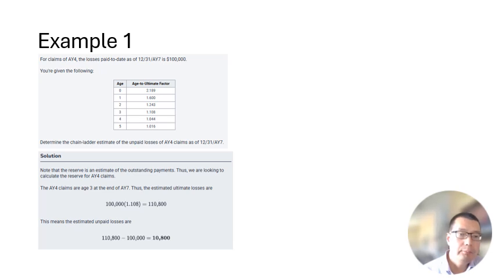Lastly, to estimate our ultimate losses, it is 100,000 times 1.108, because this is the H3 factor. This means the estimated unpaid loss will be 110,800 minus 100,000, which is equal to 10,800.